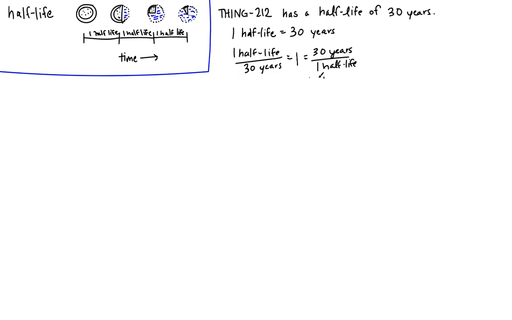Okay, so I went ahead and just did this. The rest of the problem is this. If, let's say this, in 90 years, how many half-lives have passed? That's the question. So let's set up our problem.